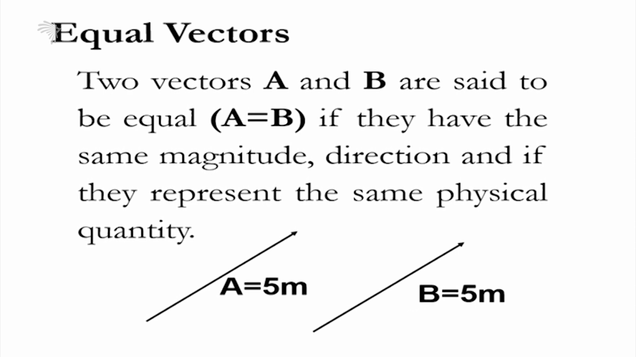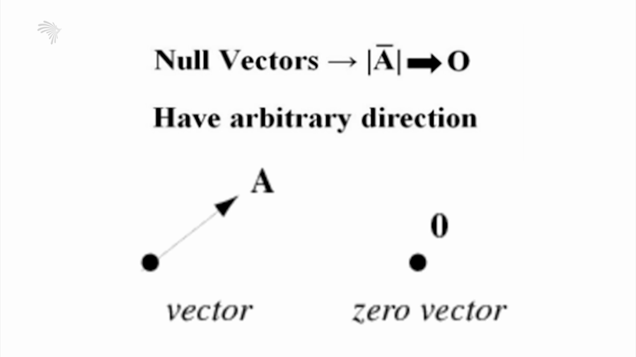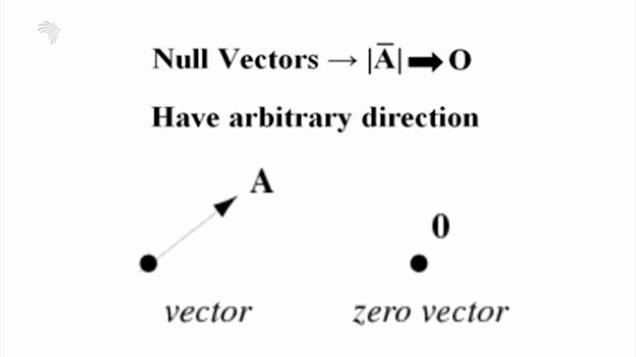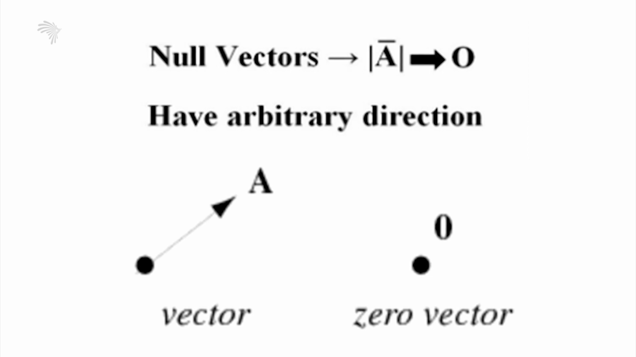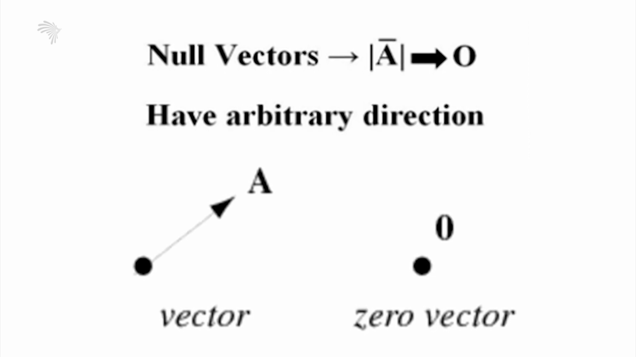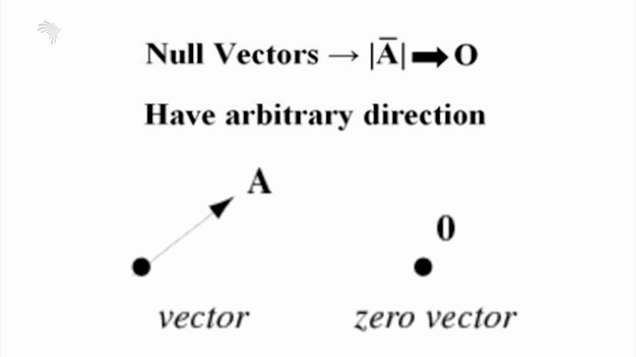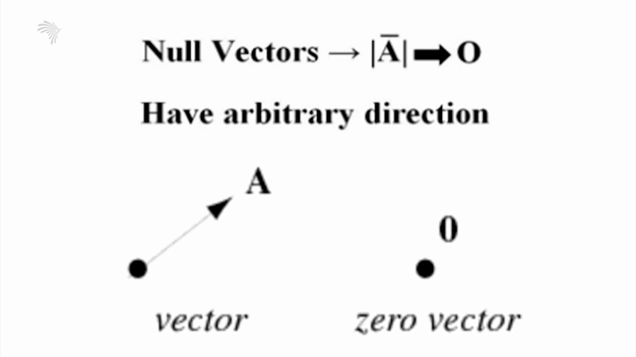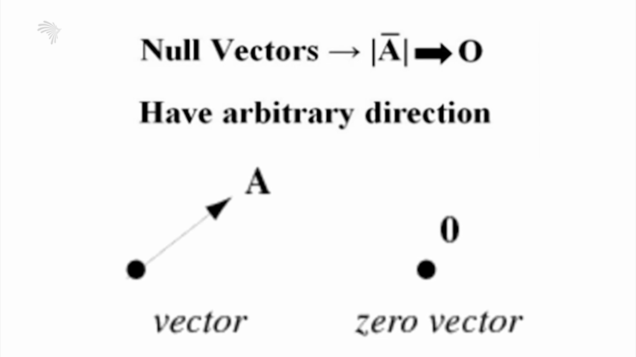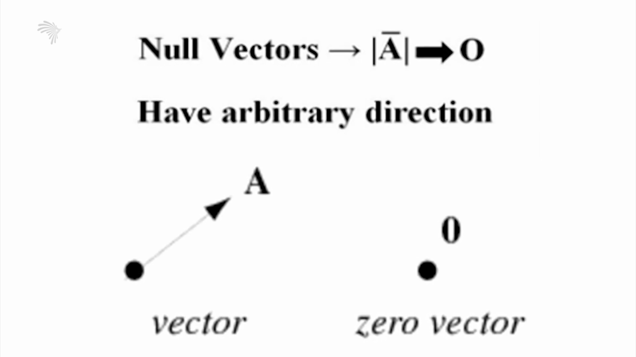The second type of vector is the null vector or zero vector. This zero vector is a vector having a magnitude of 0 and arbitrary direction. If you have two equal and opposite vectors representing the same physical quantity, then the resultant of these two vectors will give you a zero vector or null vector.